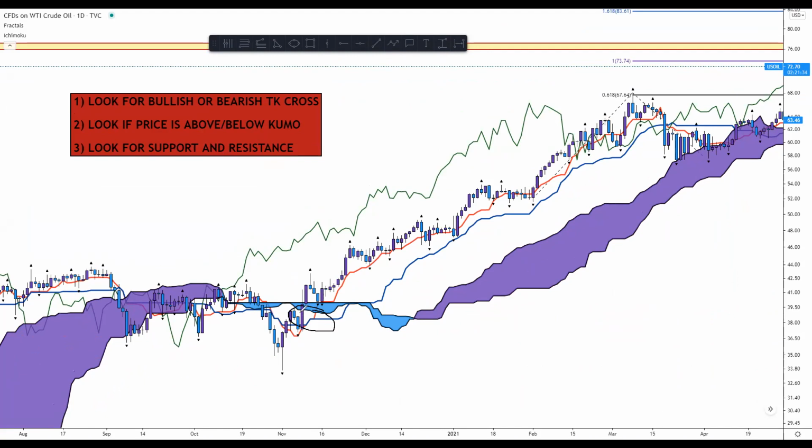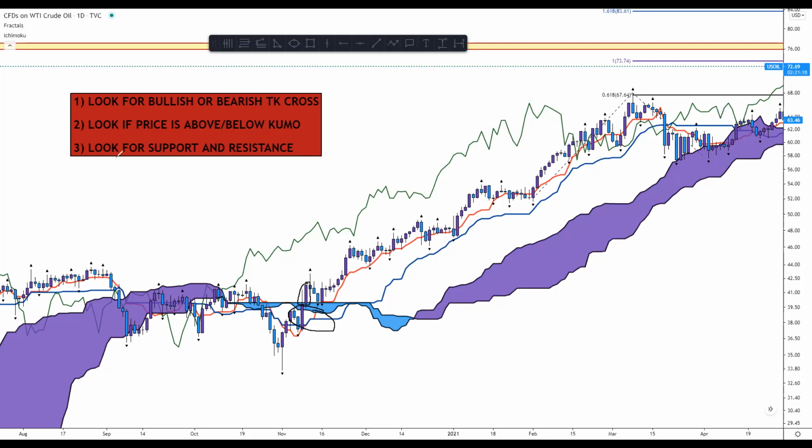So you wouldn't take the trade here because price is not above the Kumo. So here is where price is above the Kumo. All right, so we have that. We had a breakout there, but we're not looking to trade there, because that's not a level of support or resistance.